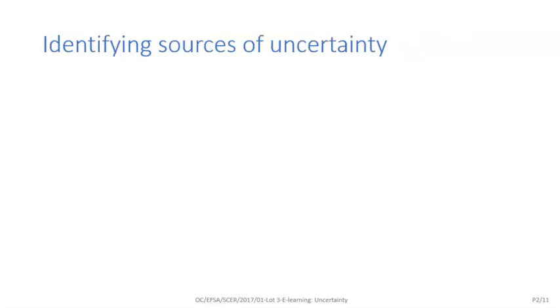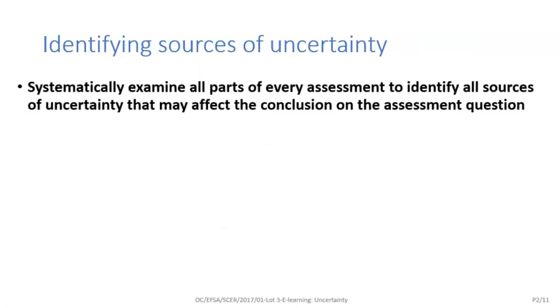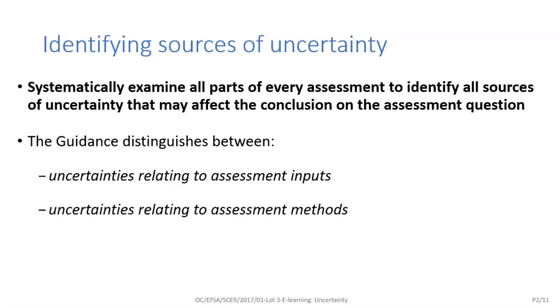The next step is identifying sources of uncertainty. The guidance recommends to systematically examine all parts of every assessment to identify all sources of uncertainty that may affect the conclusion on the assessment question. That is, anything that might contribute to making the conclusion uncertain. The guidance distinguishes between uncertainties relating to assessment inputs and uncertainties relating to assessment methods, and both types must be taken into account.